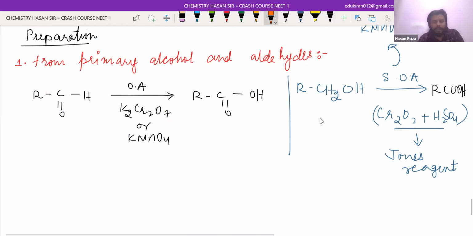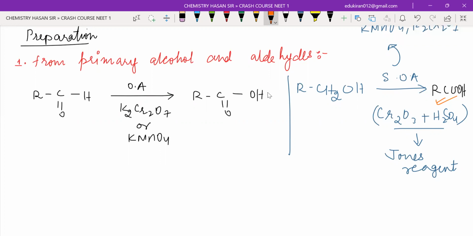So it's very simple. If you take primary alcohol with a mild oxidizing agent, you will get aldehyde. And again, if you oxidize that aldehyde, you will get carboxylic acid. But if you want to get carboxylic acid directly from primary alcohol, you use a strong oxidizing agent and you will get carboxylic acid directly. Is that clear, everyone? Yes.